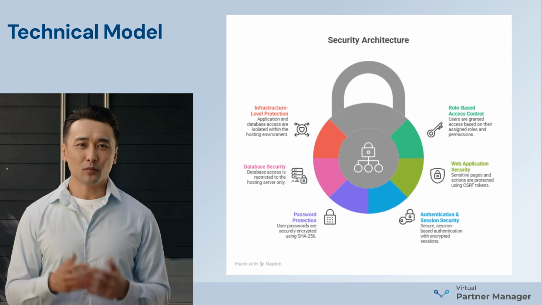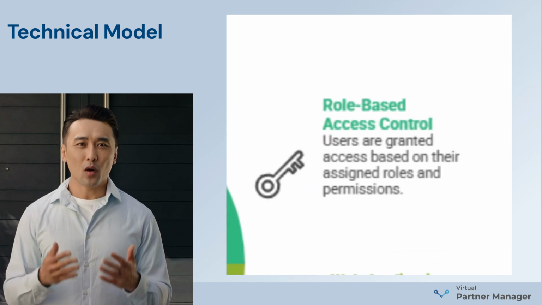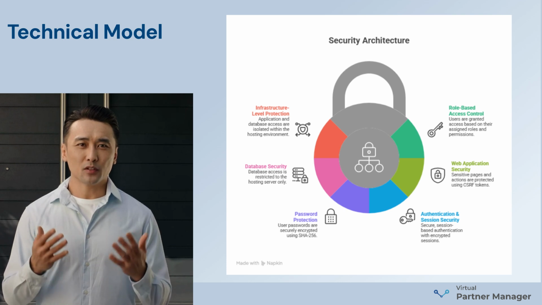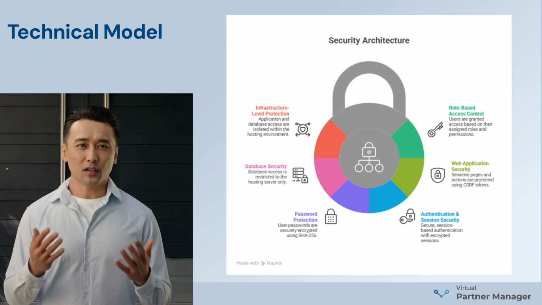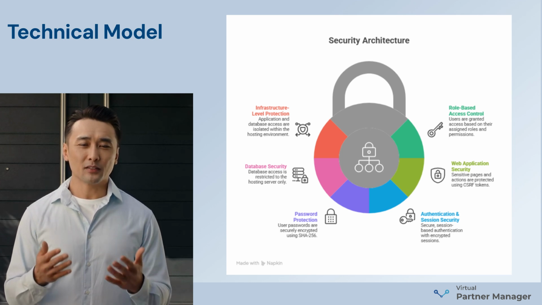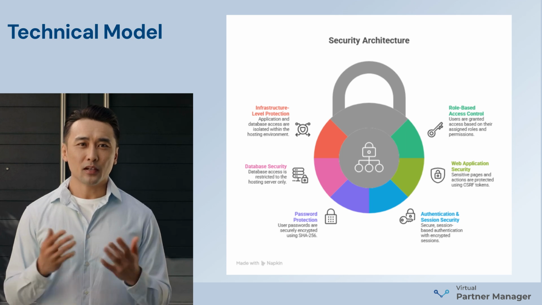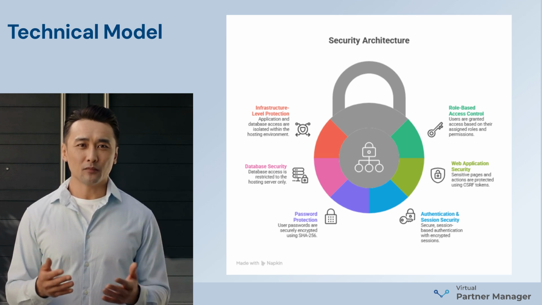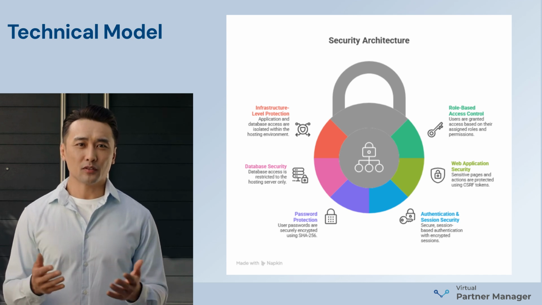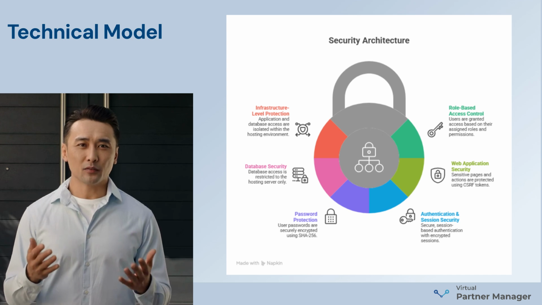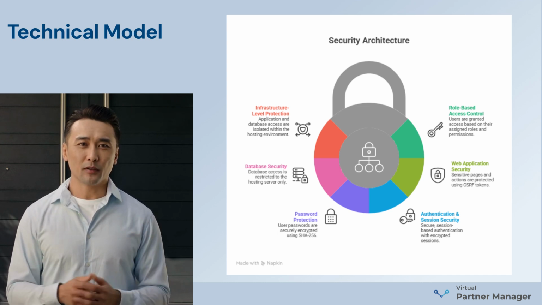Starting top right, role-based access control, or RBAC. The system follows RBAC principles where users are granted access strictly based on their assigned roles and permissions. This prevents unauthorized access to sensitive modules, features, and data. The client needs to ensure clear separation of responsibilities across users and departments, and embed this into the platform, which offers a variety of user types and operational scope.